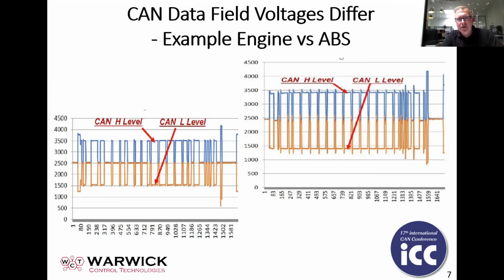If you look on the right-hand side, you can see that this differs slightly for the different ECU. In this case, the dominant part for the CAN high level, shown in blue, is below the 3,500 millivolt level. And again, the CAN low part is below the 1,500 millivolt level. So these very small differences actually do give away something about the actual ECU that's transmitting the signal.